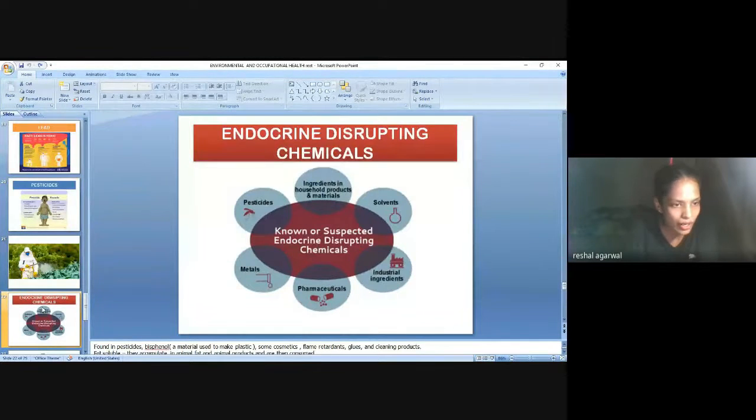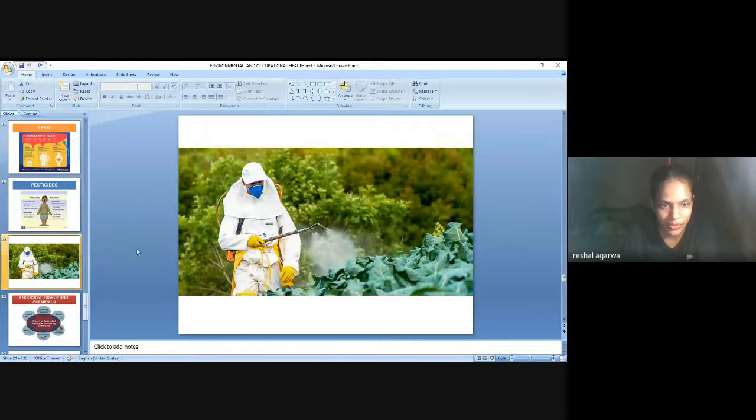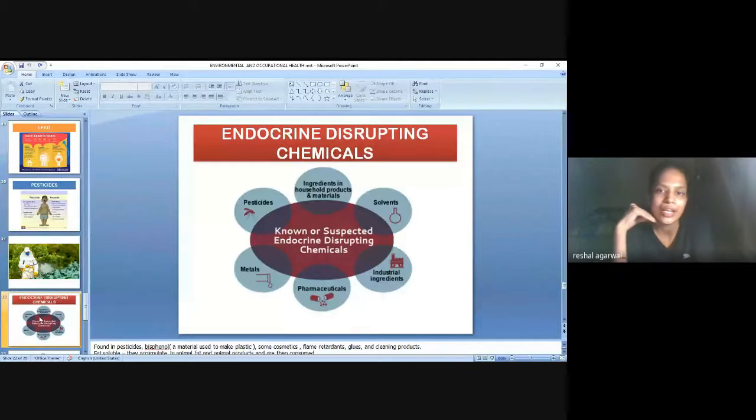Now, I skipped the slide. So this is how pesticide exposure is shown in this picture. Now, the endocrine disrupting chemicals which are found in pesticides, that is bisphenol, this is the material which is used to make plastic, and can even include some cosmetics, flame retardants, glues, and cleaning products. Fat soluble, they accumulate in animal fat and animal products, and when they are consumed, they pose a very high risk due to the increased body fat.